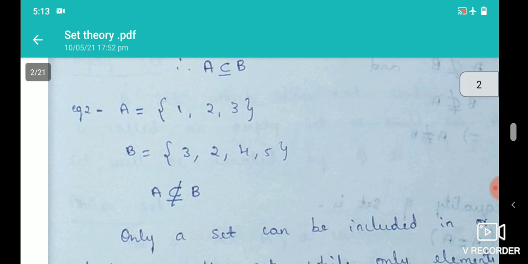Second example, 1 2 3. A set A equal to {1, 2, 3} and B equal to {3, 2, 4, 5}. Can you find all the elements of A in B?